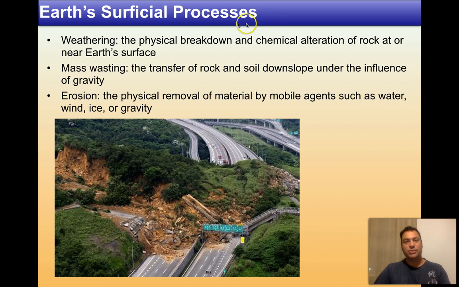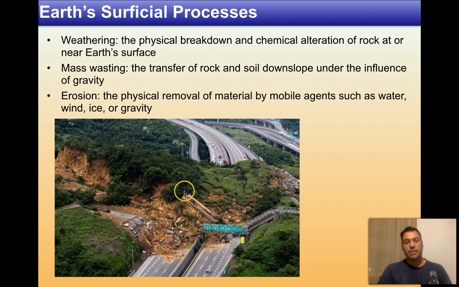So Earth's surficial processes. Of course, weathering is the physical breakdown and chemical alteration of rock at or near Earth's surface. Here's a new one though, mass wasting. Mass wasting is the transfer of rock and soil downslope under the influence of gravity.